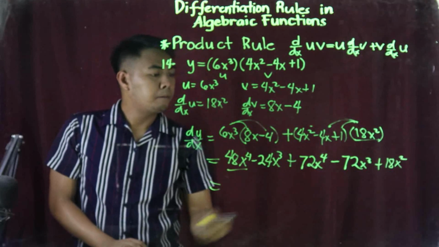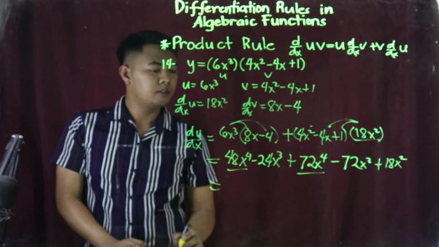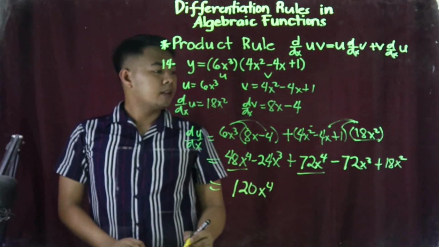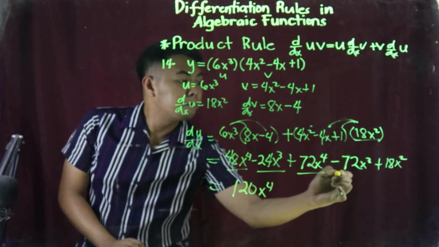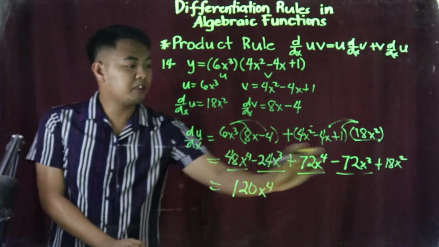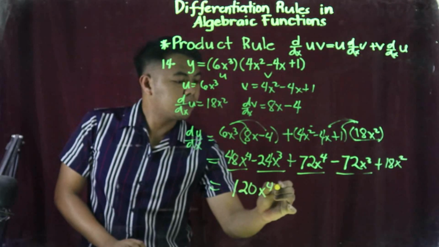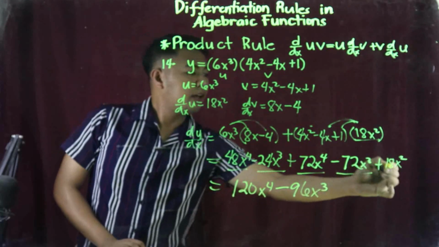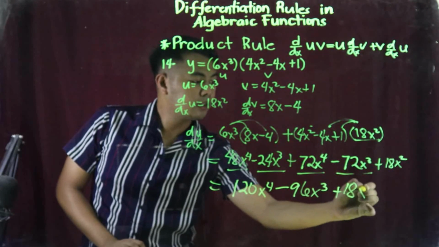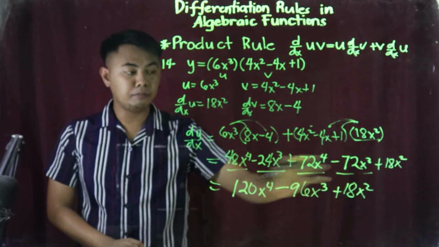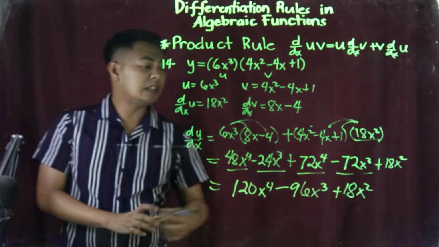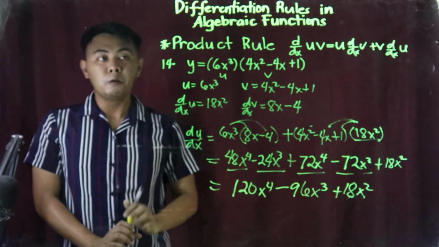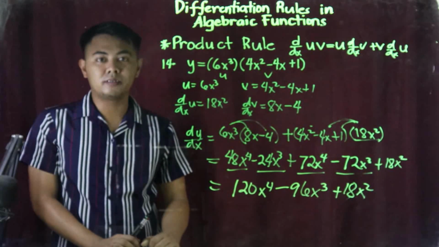Then simplify, okay? 48x raised to 4 plus 72x raised to 4, that is 120x raised to 4. Next, negative 24x cubed minus 72x cubed. They are both negative, so we're going to add, negative 96x cubed. And last, add 18x squared. So we just simply combine the similar terms, okay? So this is now the derivative of 6x cubed times 4x squared minus 4x plus 1 using the product rule.